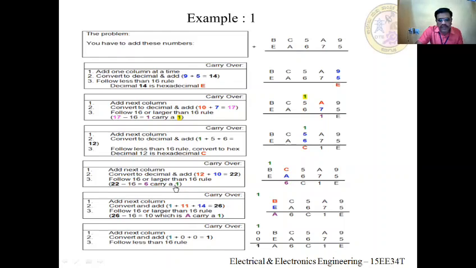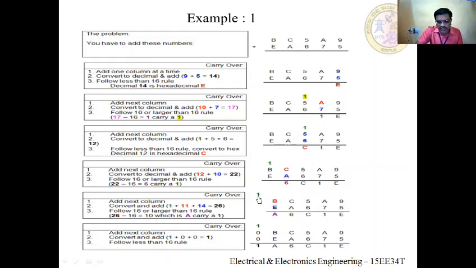And we are sending a carry 1 to the next higher bit. Why? Because we are subtracting 16 from 22. Since we are subtracting 16 from 22, we have to send a carry to the next higher bit for further addition. This is step number 5. In step number 5, what should we do? We are supposed to add B with A and the previous carry.